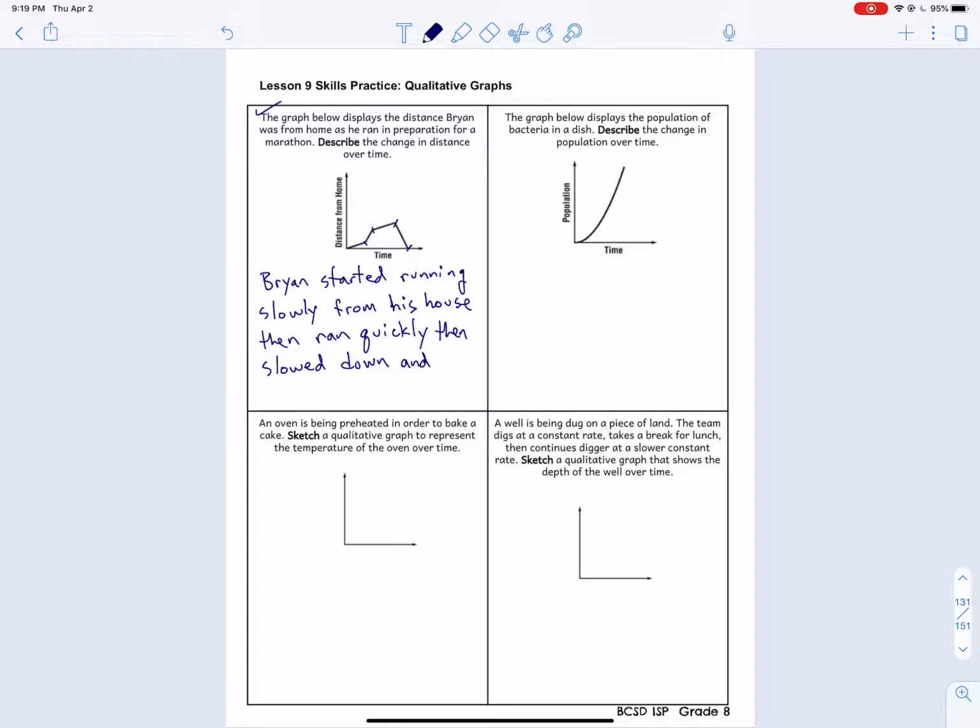and finally. So the slope is going down now. So that's not the speed. He's not running slower because it's going down. He turned around and he's running back towards his house. So once he gets back to this point, he's at home again. So and finally turned around and ran home. And the slope is pretty steep, so I'm going to say quickly. Okay, so he started off running slowly from his house.